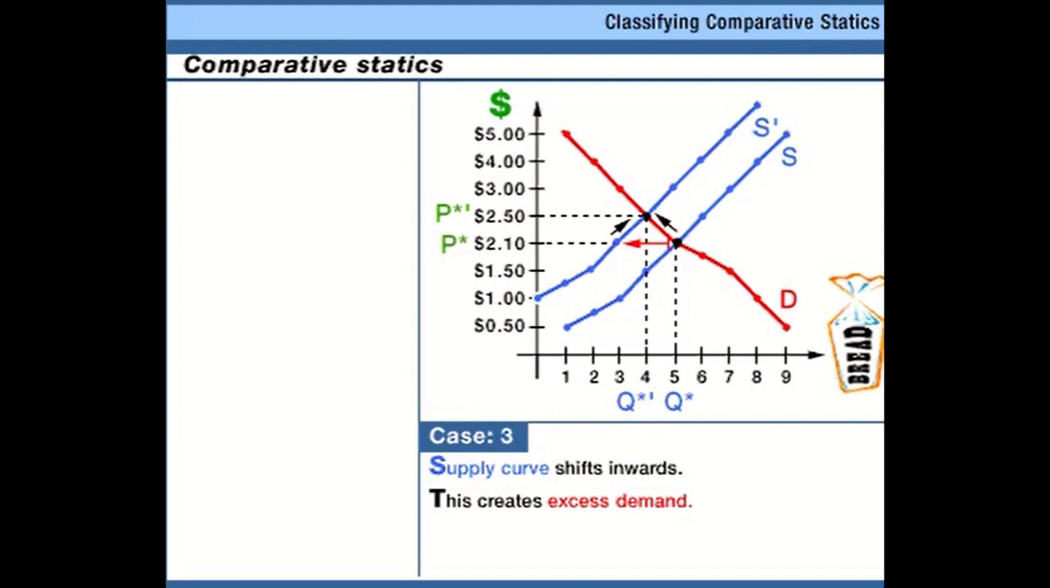Well, this is going to cause the bidding mechanism to kick in, and as usual, the bidding mechanism deals with an excess demand by causing the price to rise.